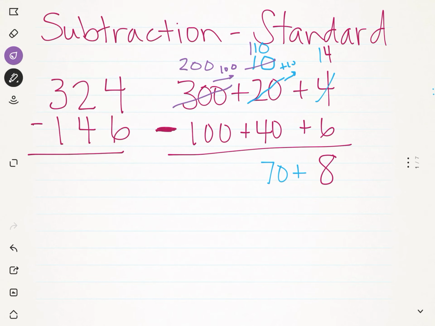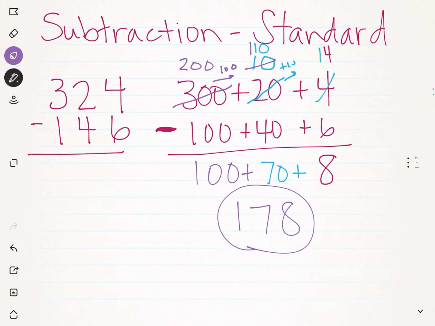Now I'm going to go to my hundreds place. I have 200 minus 100 and I end up with 100. So I get 100 plus 70 plus 8 for 178. Now going over into our standard way, it's going to look very similar.